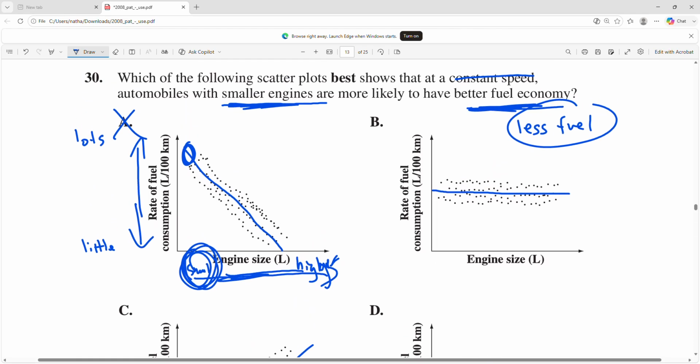B shows that here we have a small engine, because engine size is in liters, so the engine size is getting bigger, a large engine. This is showing that no matter the size, we're consuming about the same. So it's not saying that small engines consume a low amount of fuel. It's just in the middle, and it doesn't seem to matter too much what the size is. So it's not going to be that one.